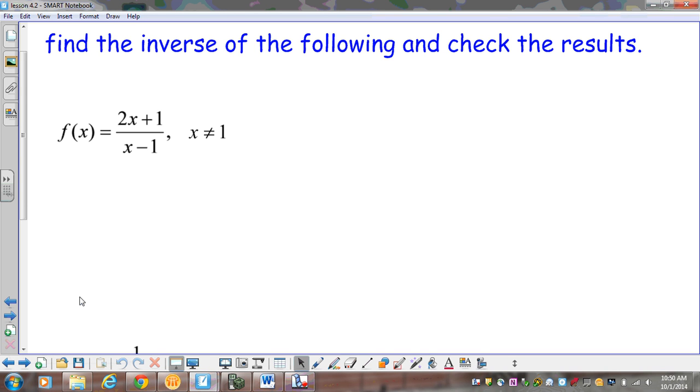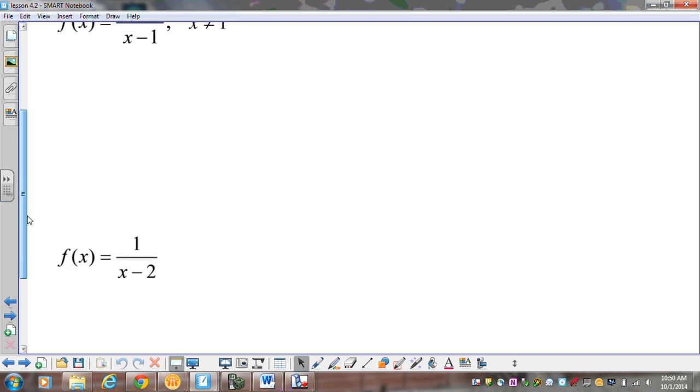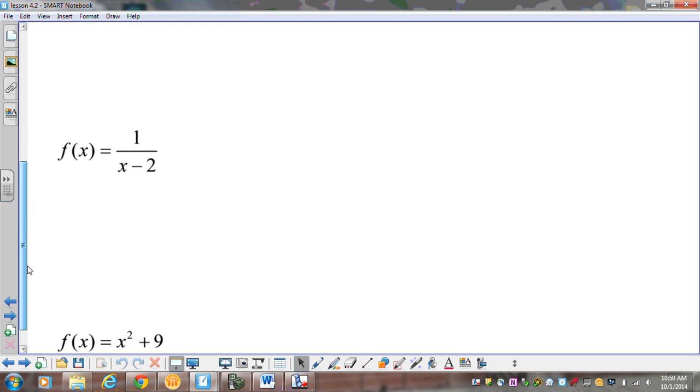Alright guys, so we're going to look at this last slide here. What we're going to do is get a little practice in finding the inverses. The first one's probably the most difficult one, so let's jump down to the second one and look at that one first. We're going to find the inverse and then verify. Looking at what we did a little bit earlier.